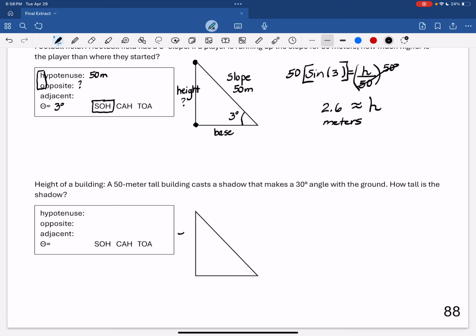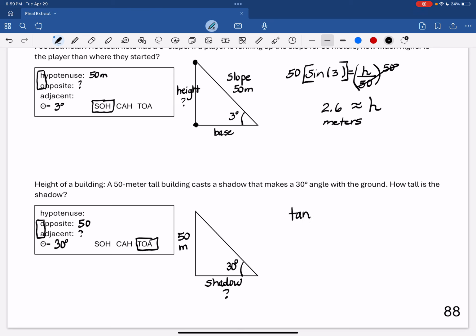A 50-meter tall building casts a shadow that makes a 30-degree angle with the ground. How tall is the shadow? I would say how wide or how long is the shadow, but we're looking for the shadow. So we know theta. We don't care about hypotenuse this time. We know opposite. And we want to know adjacent. So we have O and A, and that's TOA.